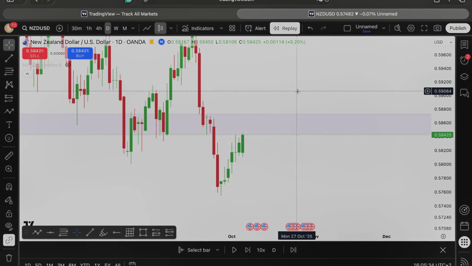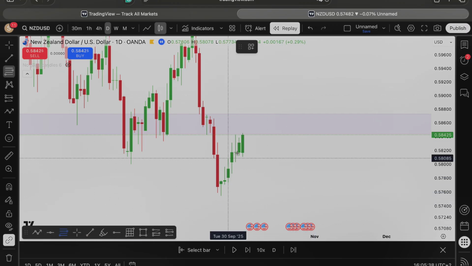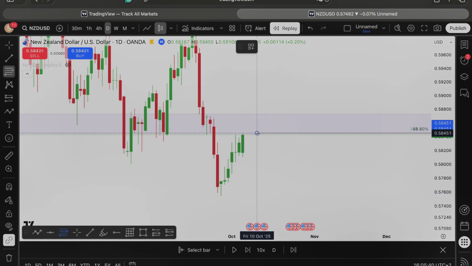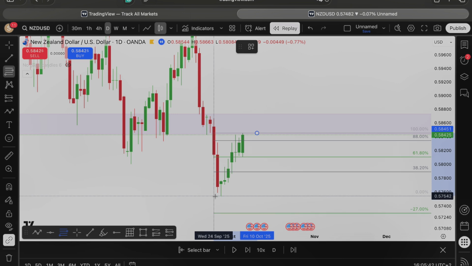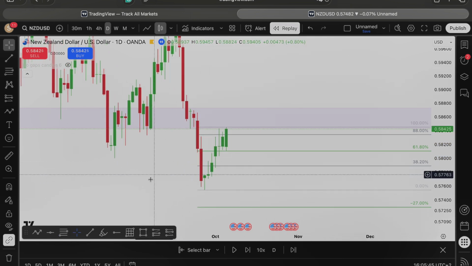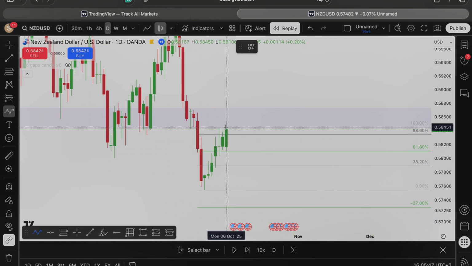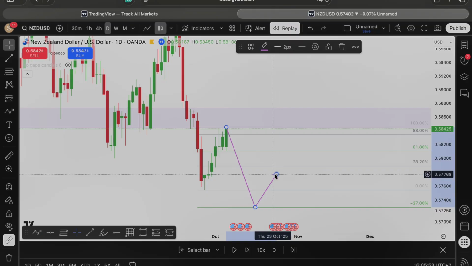On the daily time frame, we want to draw our fib in the opposite direction of the retracement. So as you can see, from the end to the beginning of the retracement, this is because we want to measure the distance of the new impulse that is going to form before it has its retracement.